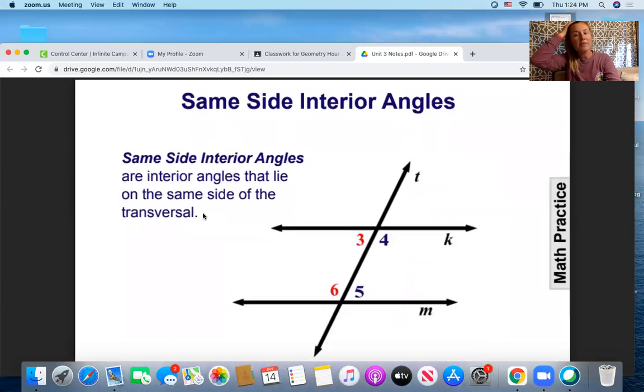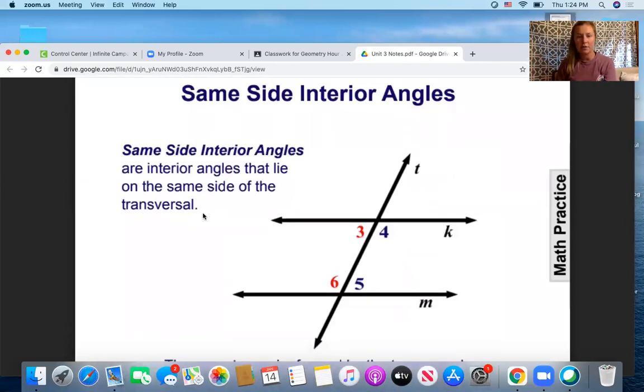So then we have same side interior angles. This is the next vocabulary word that we're going to look at. Again, if we read what it means, it wants interior. Let me get my thicker drawing here. It wants interior. So I'm going to highlight all these because these are all the interior, and it wants it to be on the same side of the transversal. So the transversal is here in orange. So it has to be on the same side of that line.